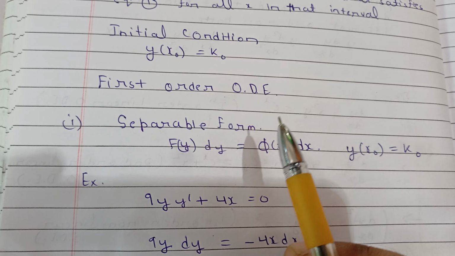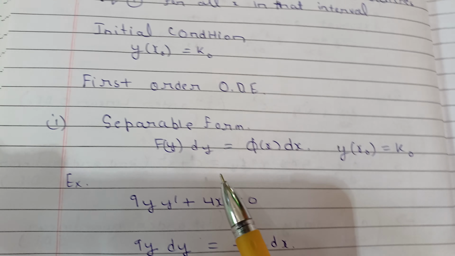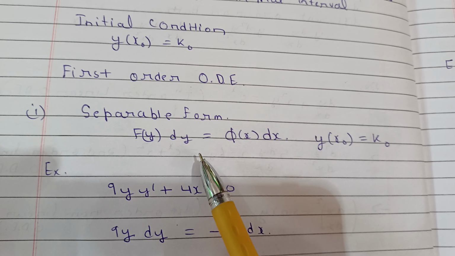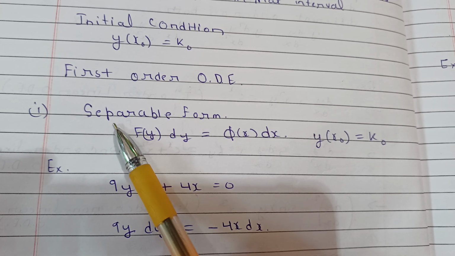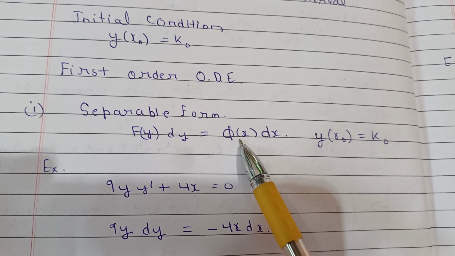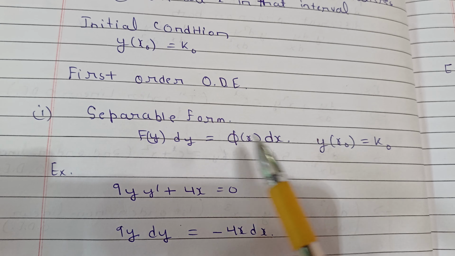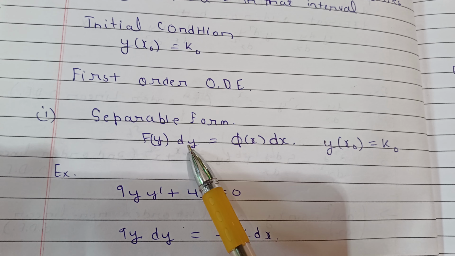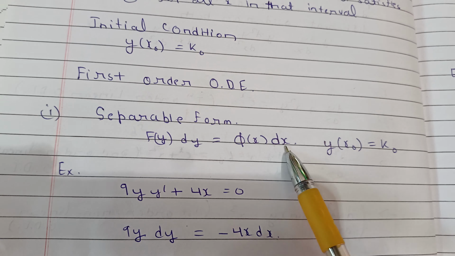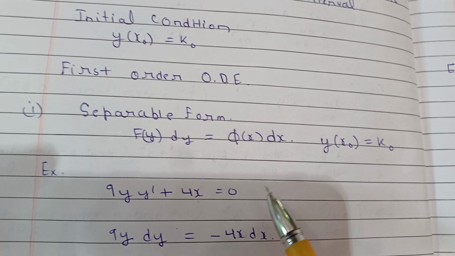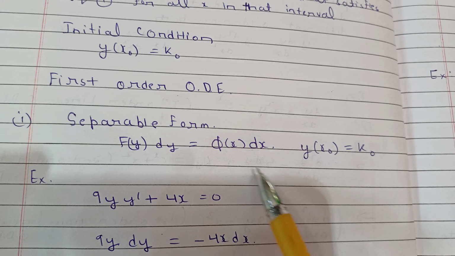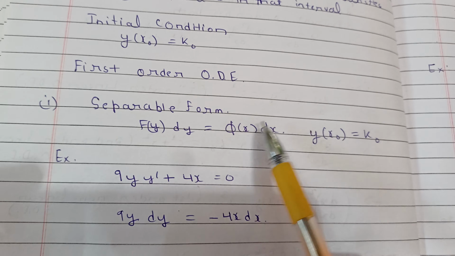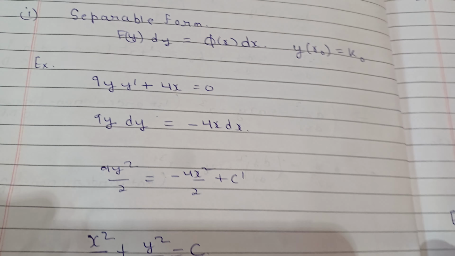So for first order ordinary differential equations, the first method is the separable form. If the equation is given something like this, meaning some function of y is given with dy, and some function of x is given with dx, then just make them in this form: take the y terms with dy and the x terms with dx, then integrate and you will get the solution. In the last step, put in the initial condition x naught, and you will get the value of the constant also. So let's see one example.